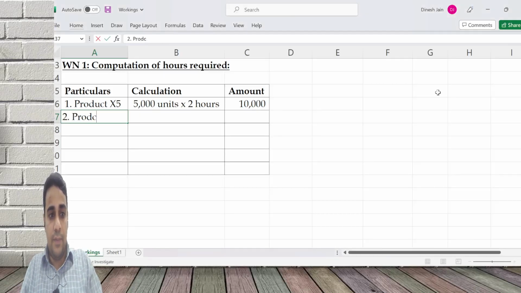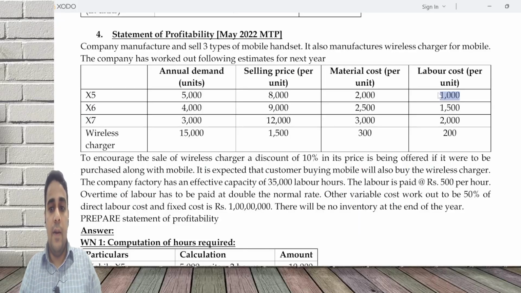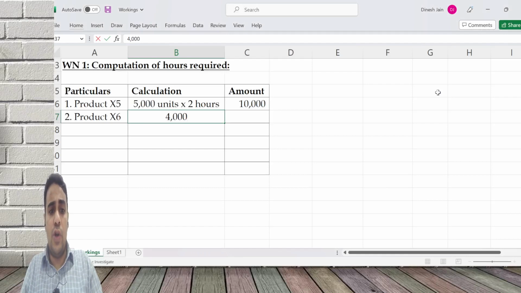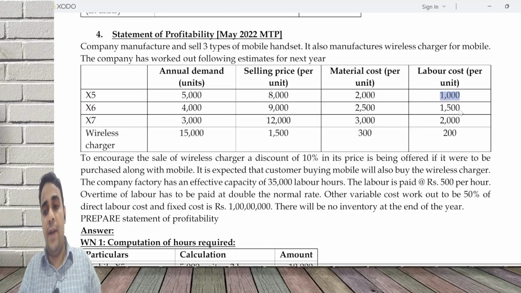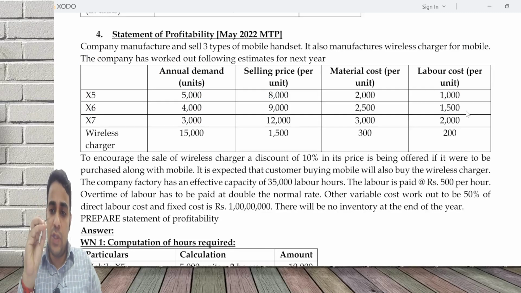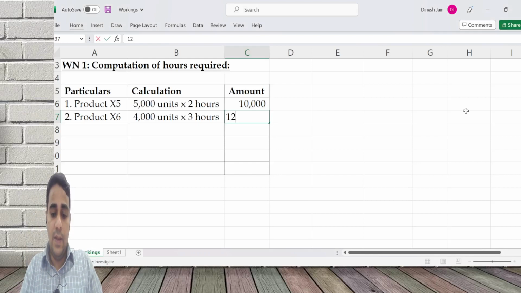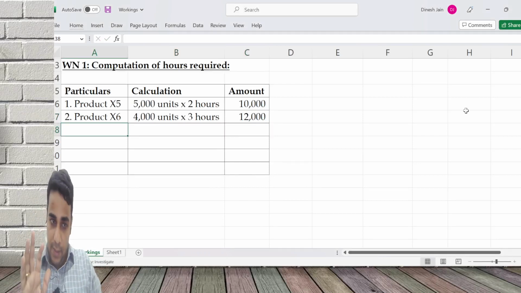Product 6: 4,000 units into 3 hours. Why 3 hours? Because the labor cost is 1,500 rupees, and at 500 rupees per hour, 1,500 is 3 hours. This will take away 12,000 hours. X5 will take away 10,000, 6 will take away 12,000.